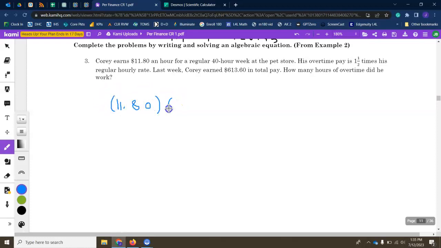And he works 40 hours that week at the pet store. His overtime pay is 1.5 times. So yes, we're going to do 11.80 times 40, in addition to whatever his overtime pay is. His overtime pay is 1.5 times his regular hourly rate, so time and a half.